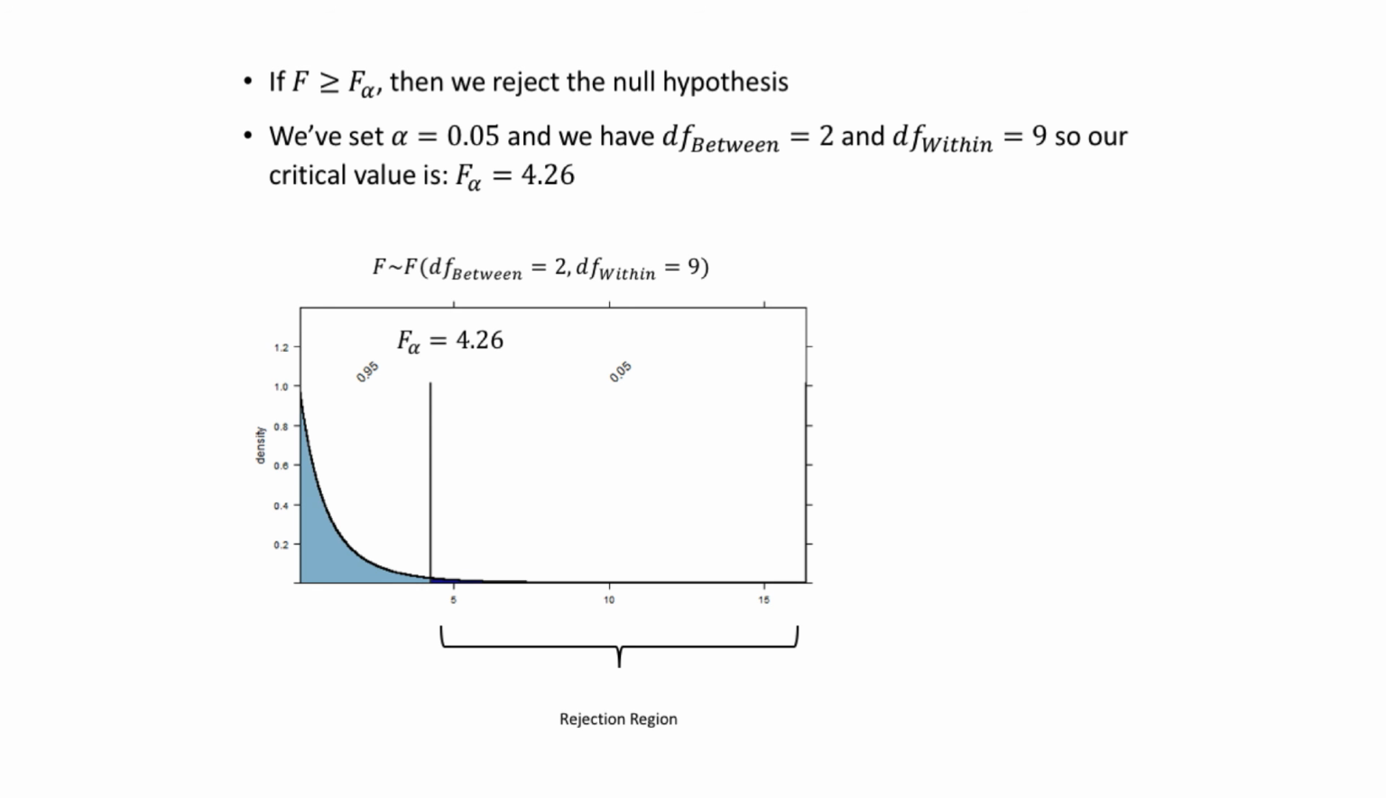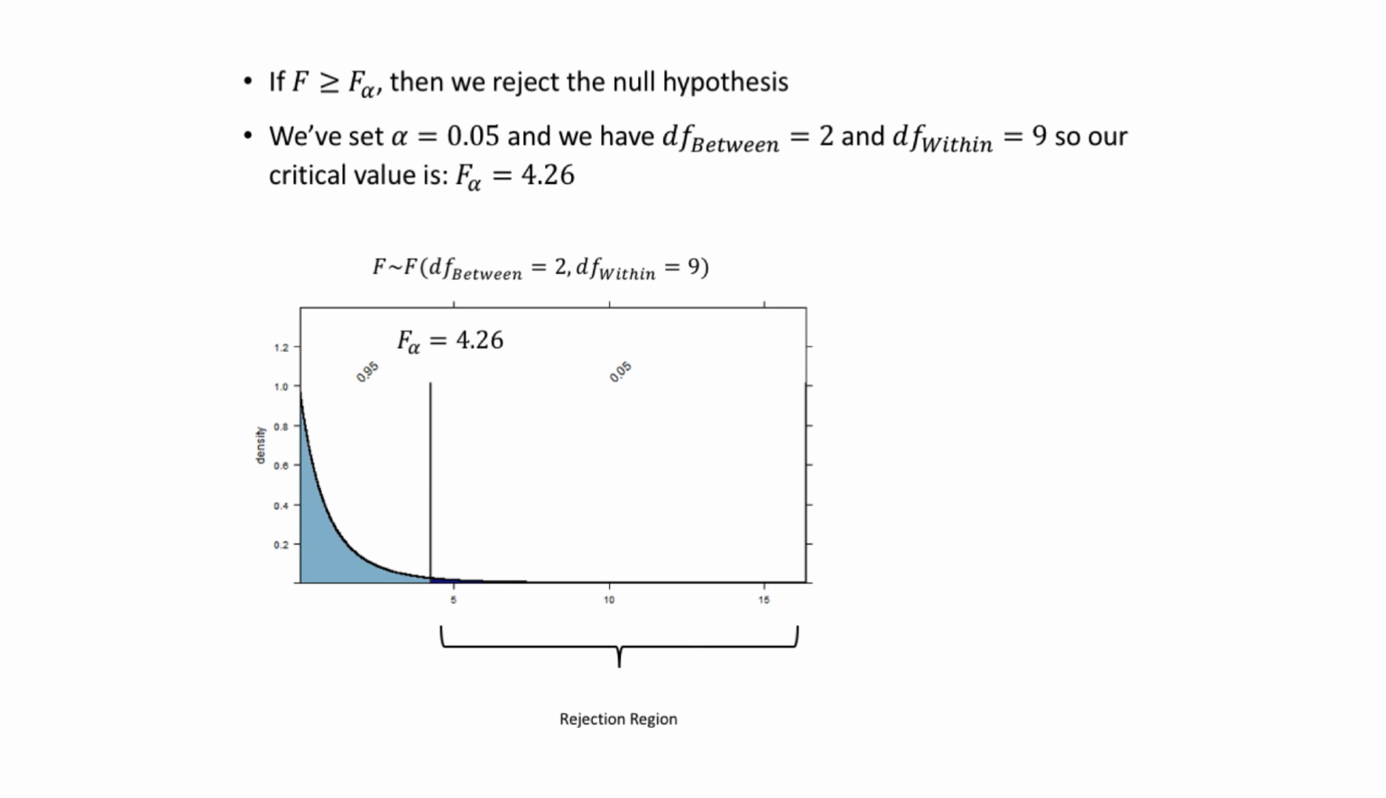So let's look at this. Right? The basic goal here is that if our F test statistic that we obtained from our data is greater than or equal to F alpha, then we're going to reject the null hypothesis. So if we set alpha to 0.05 using convention, and the degrees of freedom between is 2, and the degrees of freedom within is 9, our critical value is going to be 4.26, and we can plot this.